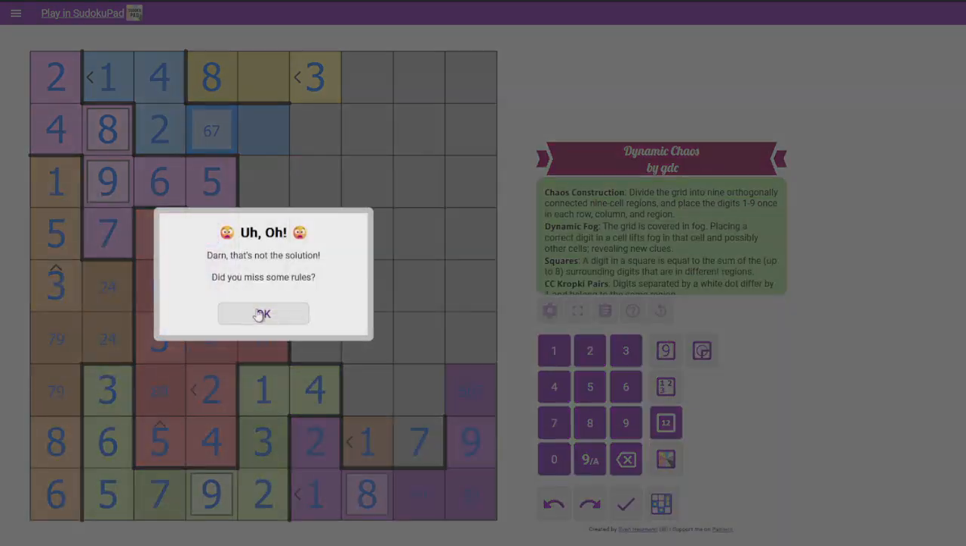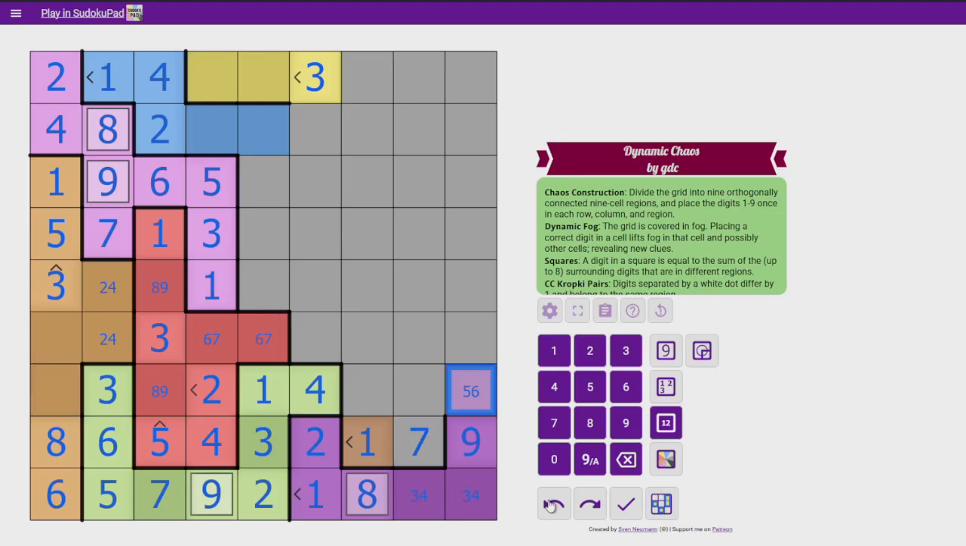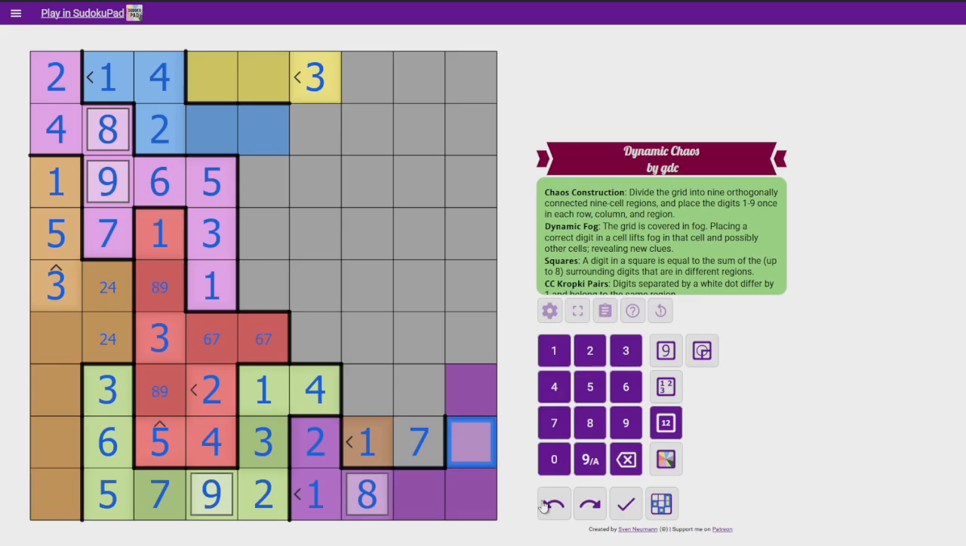Was the puzzle good? The puzzle's not good, dude. What do you mean? What did I mess up? I messed something up all the way back there? What? When? How? What do you mean? The fog was clearing.